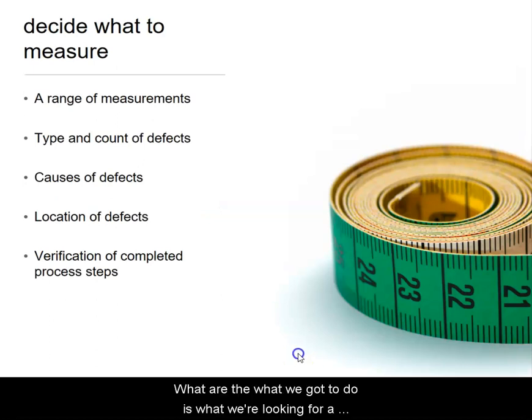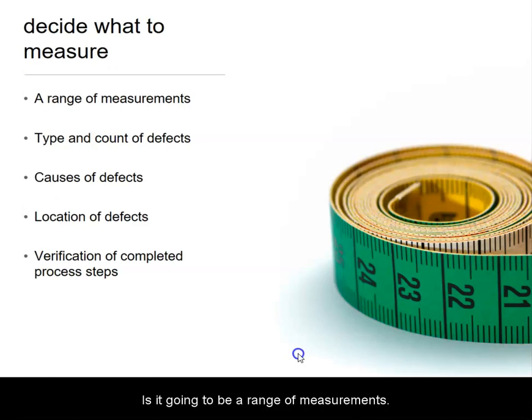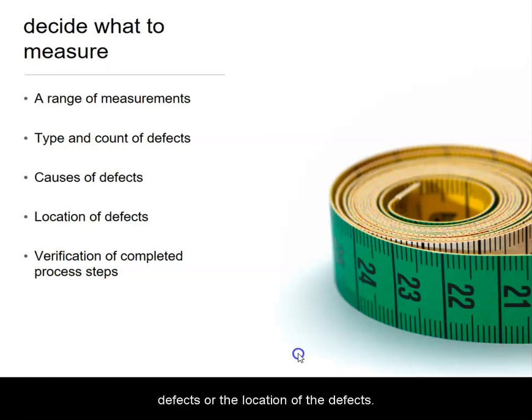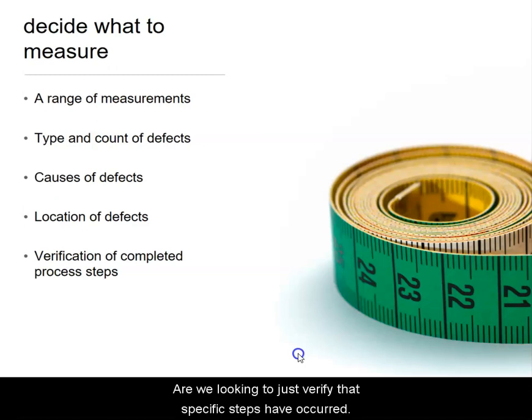One of the things we've got to do when we're looking for a check sheet is figure out what we are deciding to measure. Is it going to be a range of measurements? Are there going to be some type and count of defects? Are we going to be looking for the causes of the defects or the location of the defects? Or are we looking to just verify that specific steps have occurred?